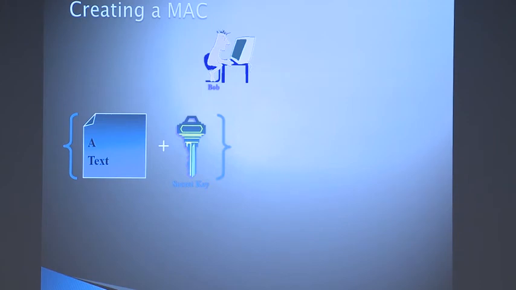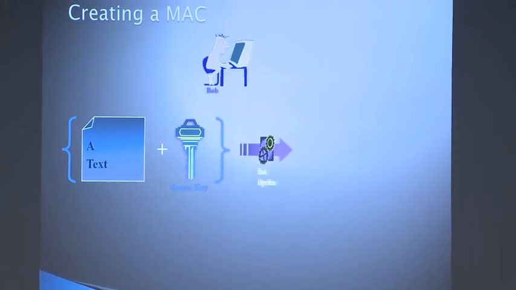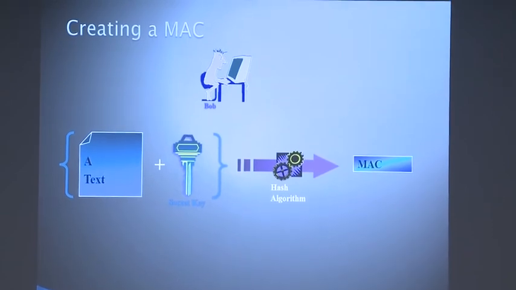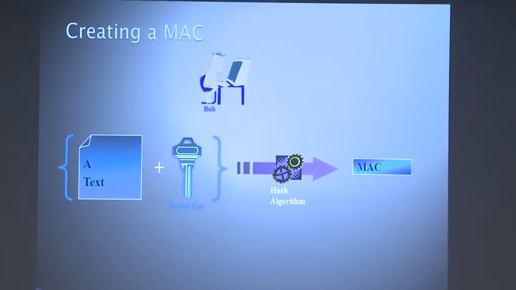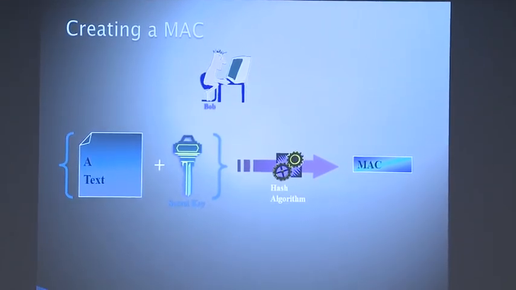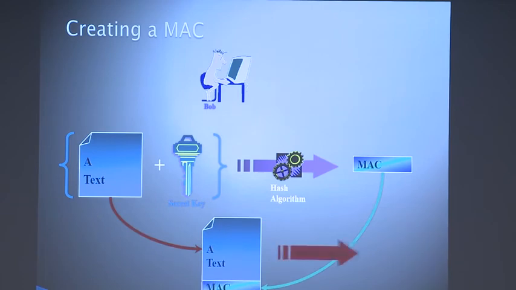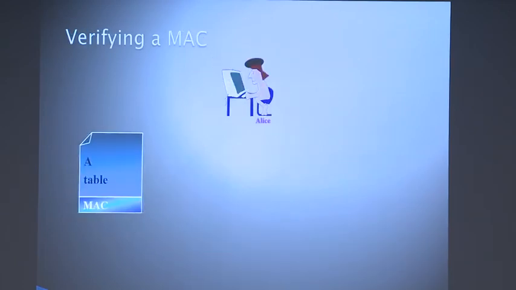He's now going to take his text. He's going to add that secret key, Cisco123, with this. He's then going to run it through the hashing algorithm, and this is known as the message authentication code. So now he's going to take the text and the message authentication code and send it off to Alice. What is Alice going to do?